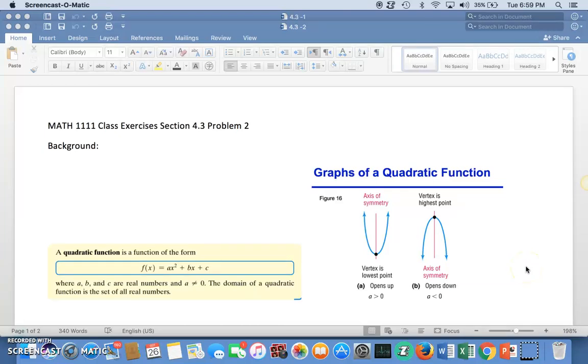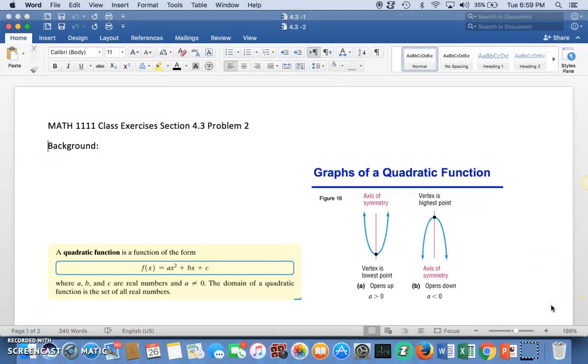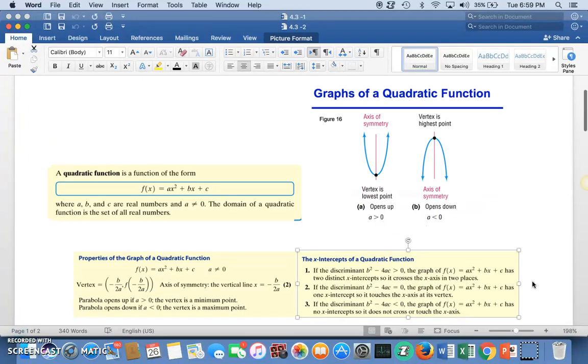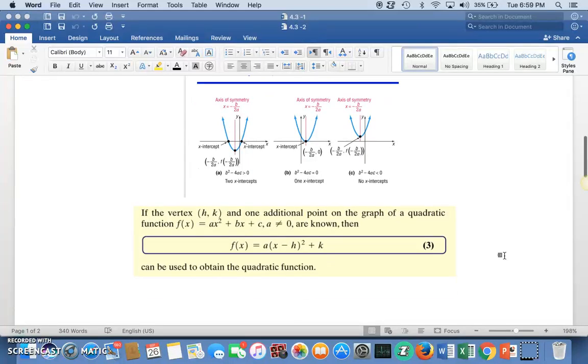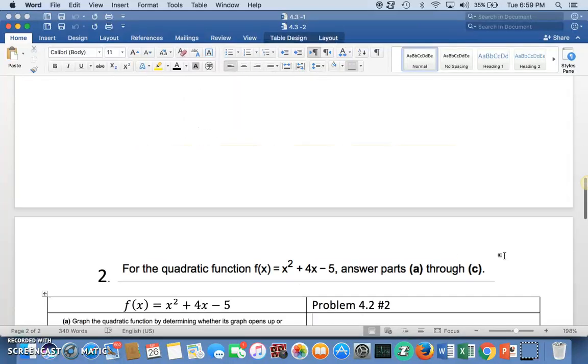Okay, this is section 4.3, continued, problem number 2. Notice I've got the same background. If it doesn't make sense to you and you need to go back, you can look and listen to what I did for the first problem, but it's here in case we need it for reference.